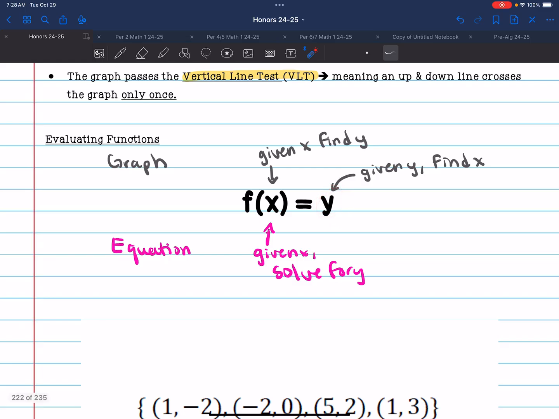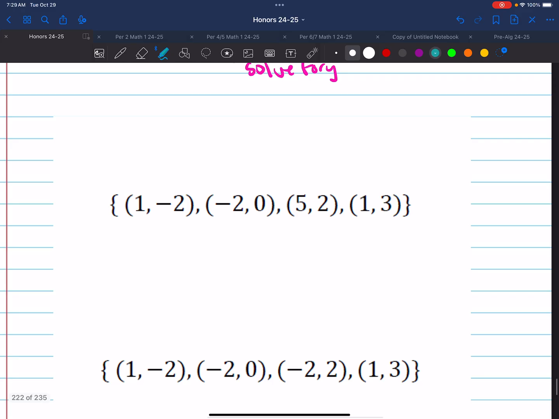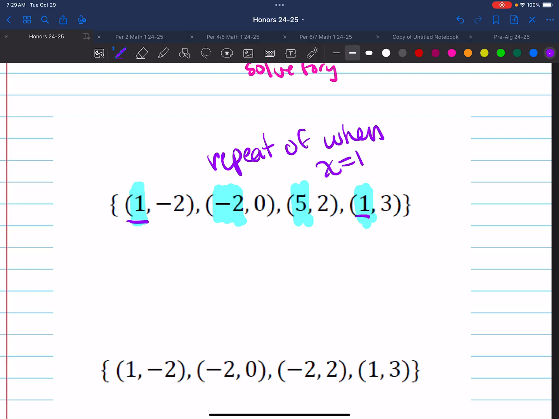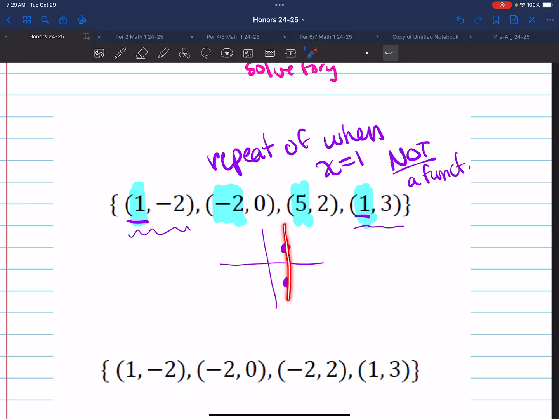We'll see. So looking at this first set of ordered pairs, I'm only looking at the x values because that's the ones we don't want repeating. And in this case, we do have repeating x values. We have a repeat of when x equals 1. So that means it is not a function. Okay? Because if I drew a graph here, this point would be at the bottom, this point would be at the top, and see how they are straight up and down overlapping? And I just said that you do not want that because then it is not considered a function.